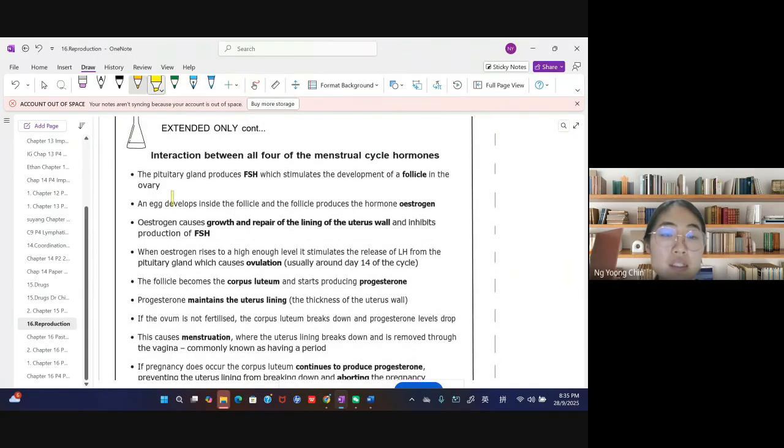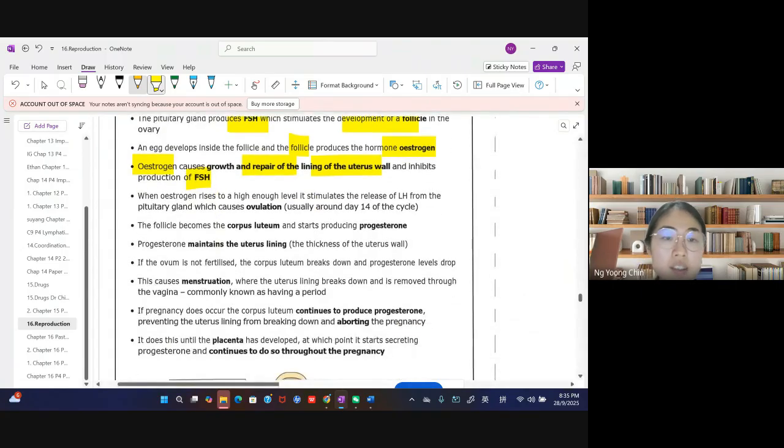Another thing is similar to what I said just now. You can see that initially the pituitary gland will just produce FSH, so it will start the development of the follicle. The follicle produces the hormone estrogen. Estrogen starts to promote the repair of the lining of the uterus wall, and it will inhibit FSH production. When the estrogen level becomes high, it will have a positive feedback on GnRH, so it can increase LH and FSH. So they can stimulate ovulation. That's the difference between them.